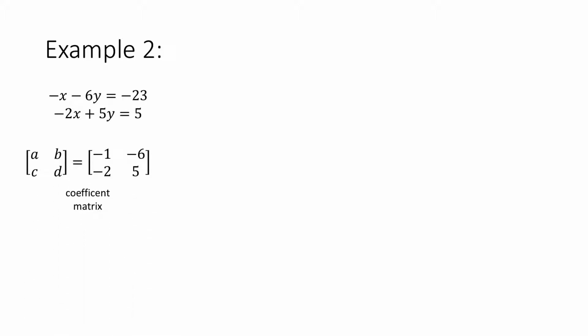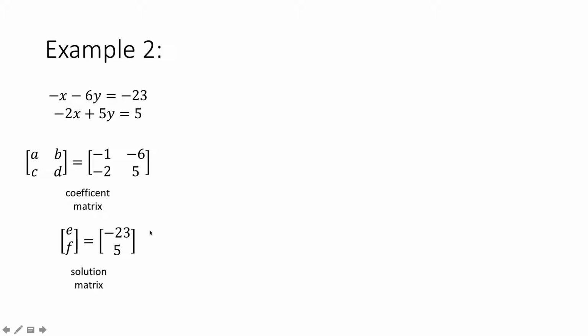The coefficient matrix would be negative 1. Remember, if there is not a number in front of it, it is said to be 1. So negative 1, negative 6, negative 2, and 5. That will be my A, my B, my C, and my D. My solution matrix is going to be negative 23 and 5. That is going to be my E and my F.